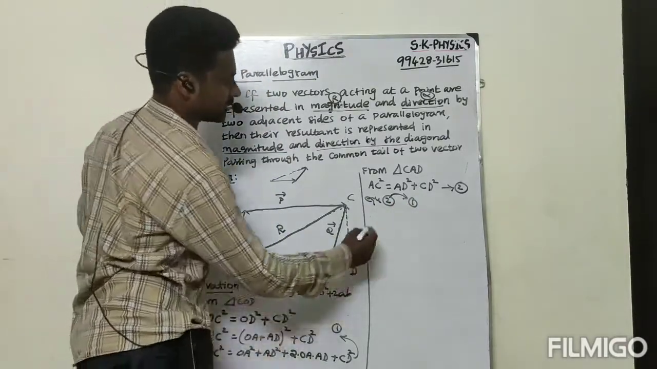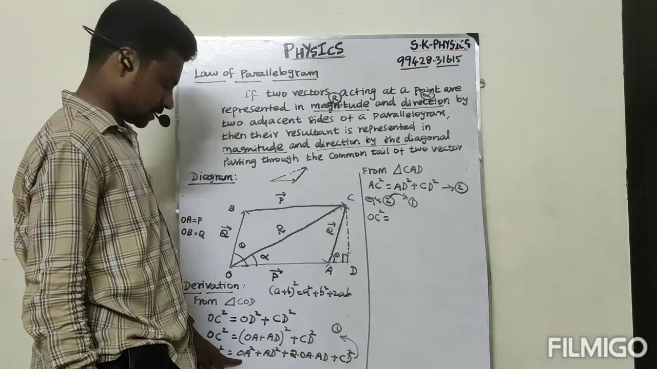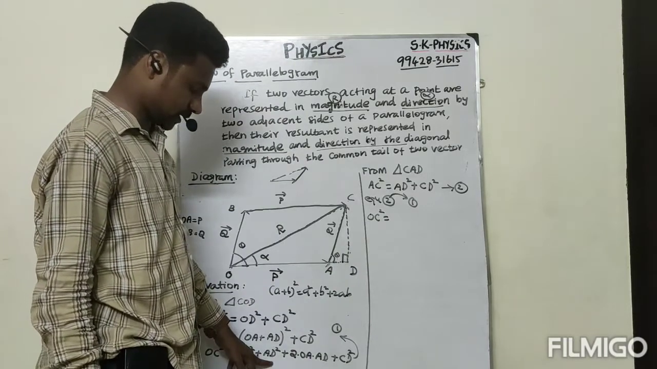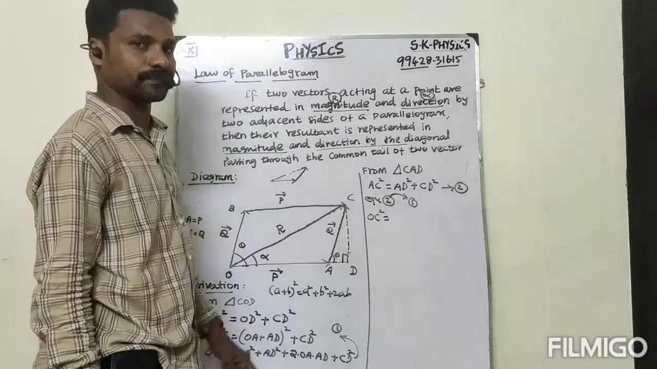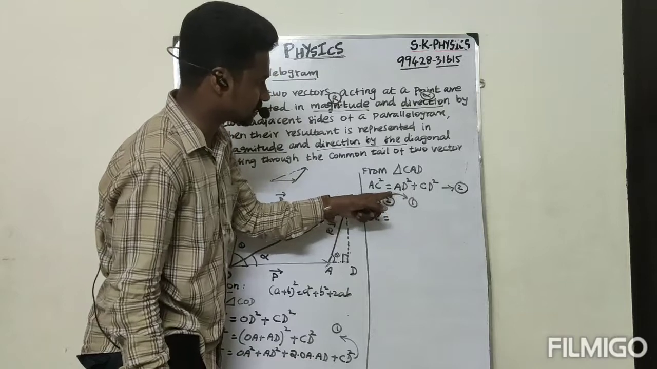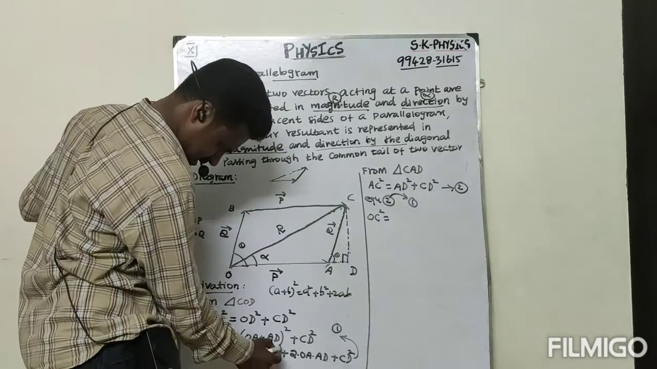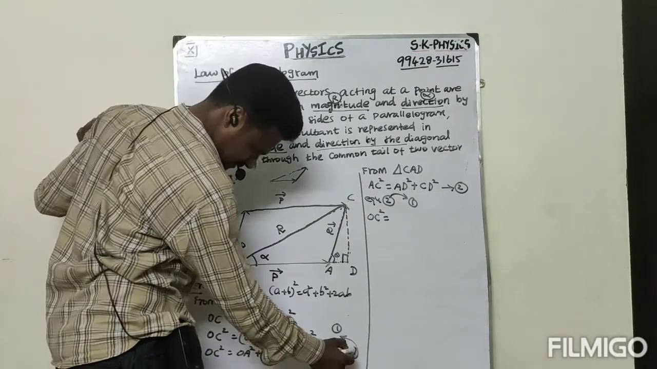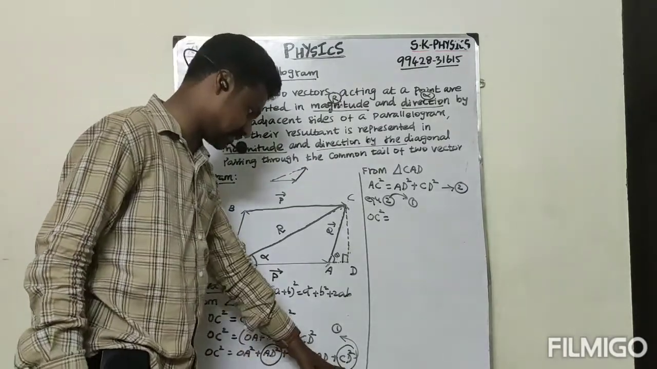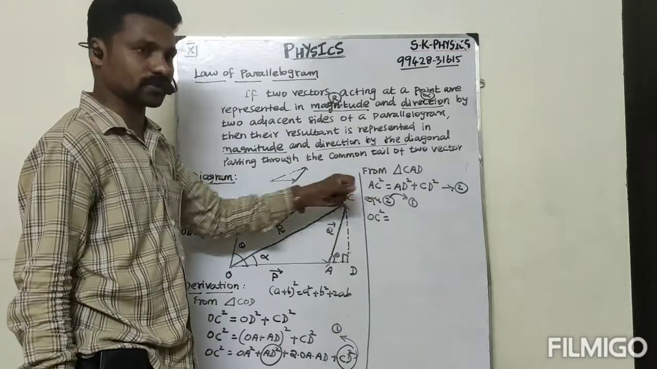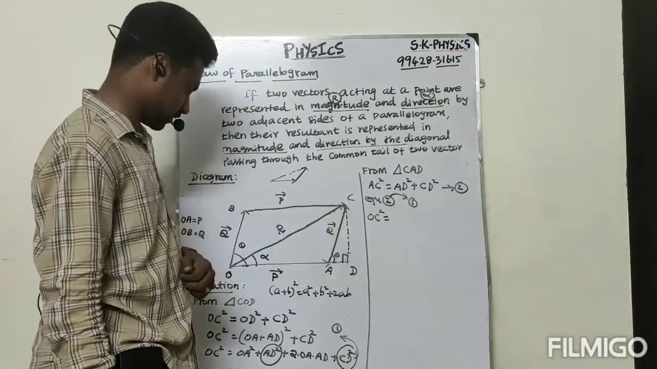Therefore, equation 1 we can write as OC squared is equal to OA squared plus AD squared plus 2 into OA into AD. Please carefully watch that. In equation number 2, AD squared plus CD squared, instead of this AD squared plus CD squared, I can mention AC squared. Okay, we'll do one by one.